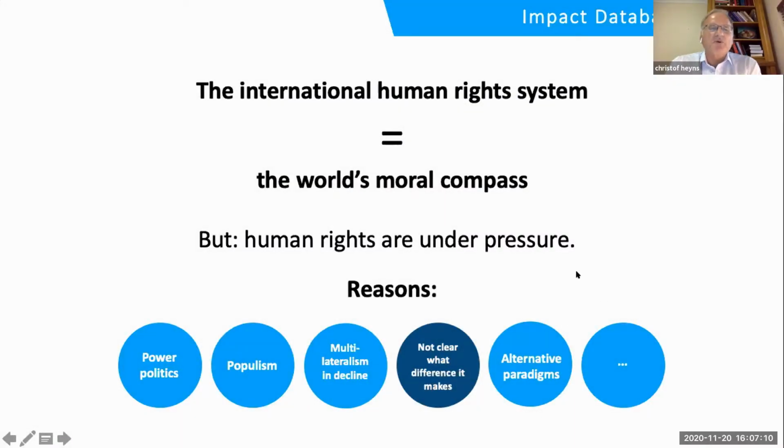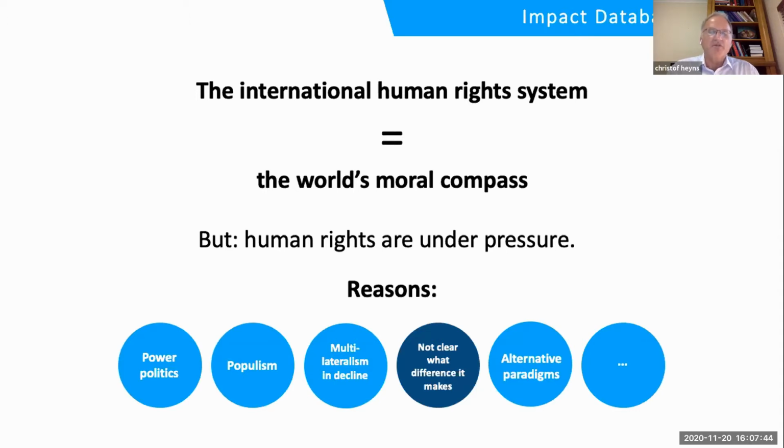So the starting point of the study is that the human rights system, as the world's moral compass, is, I think, as we all know, under pressure. There may be many reasons for that that we are all quite familiar with: power politics, populism, multilateralism maybe in decline. On the other hand, there are more positive developments, such as a focus on development, which in itself is a very good thing, and the SDGs, but it could also detract attention from the human rights mechanisms.